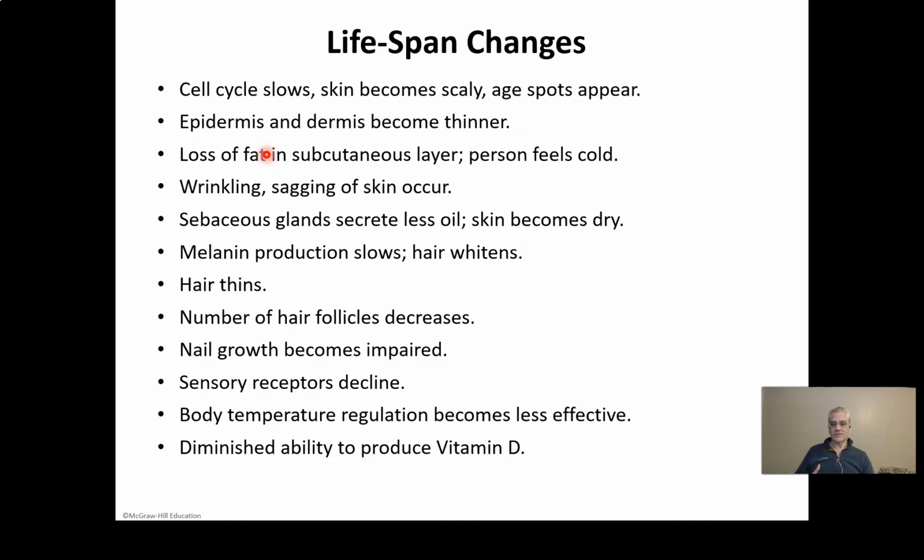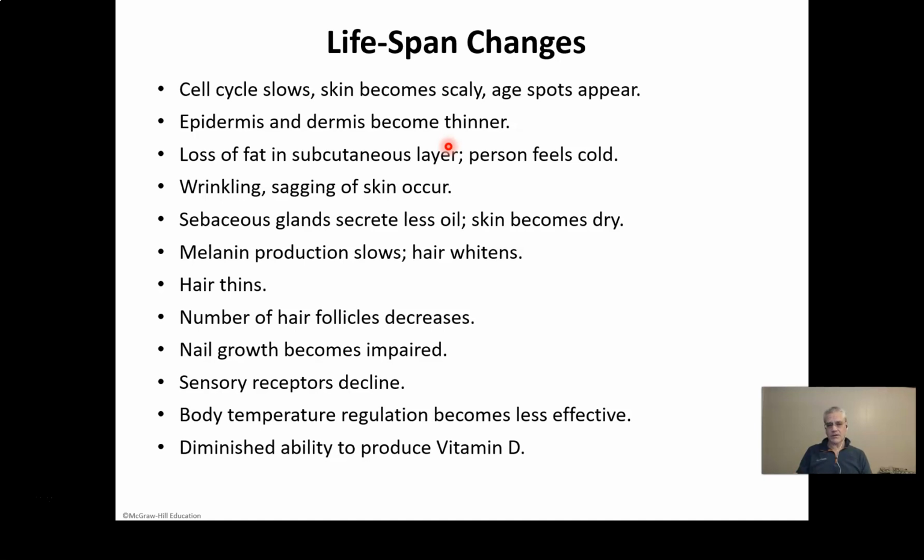And so when you used to shed your skin on a fairly regular basis, you would get rid of anything that might become scaly or age spots or whatever. Now they tend to hang around. Darn it. Right, the epidermis and the dermis become thinner. That's a classic thing over time. And certain medications, long-term medications.